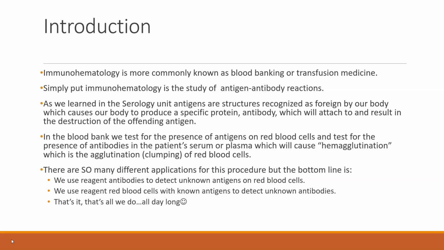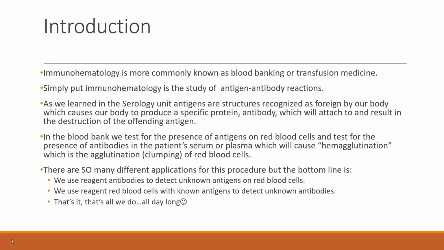As we learned in the serology unit, antigens are structures which are recognized as foreign by our body, which causes our body to produce a specific protein called an antibody, which will attach to and result in the destruction of the offending antigen. In the blood bank, we test for the presence of antigens on red cells, and we test for the presence of antibodies in the patient's serum or plasma, which will cause hemagglutination, which is the agglutination or clumping of red blood cells.